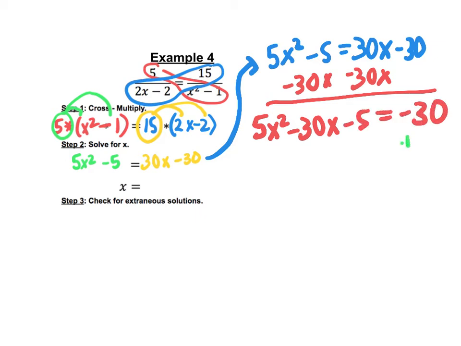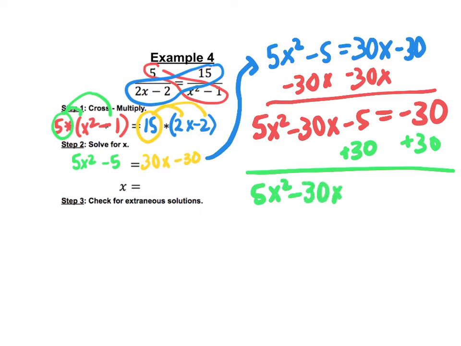And then to move my negative 30, I'll add 30 to both sides. So I would get 5x squared minus 30x, and then 30 minus 5 is 25, equals 0. Again, my 30s canceled. Up here, my x is canceled. So now I need to factor my equation, 5x squared minus 30x plus 25. I'm going to look for two things. The first one is I'm going to look for a GCF, and then I'm going to see if I can factor it using the x method.